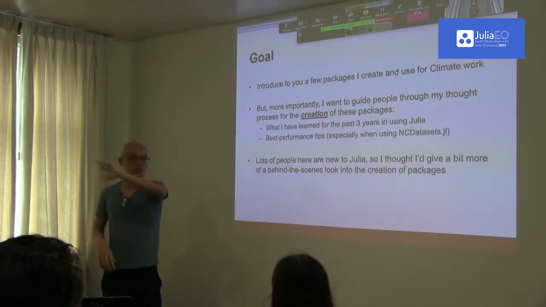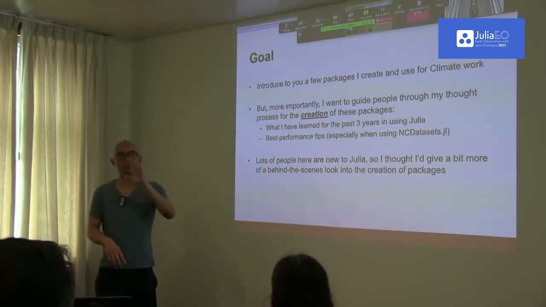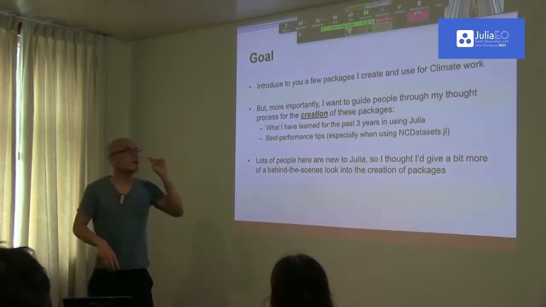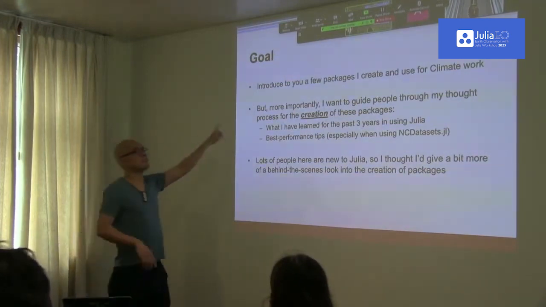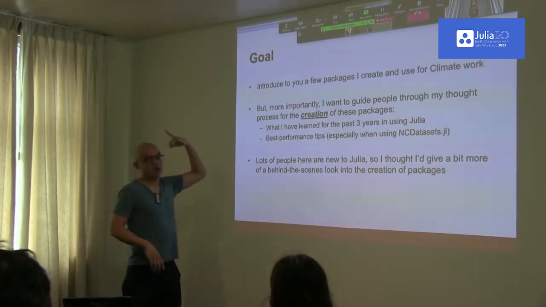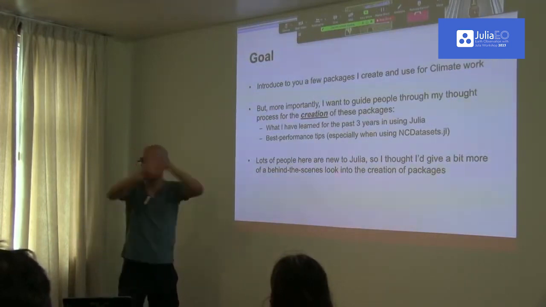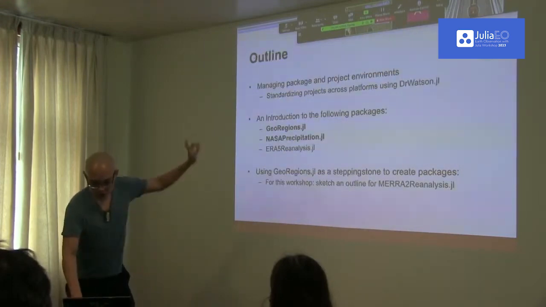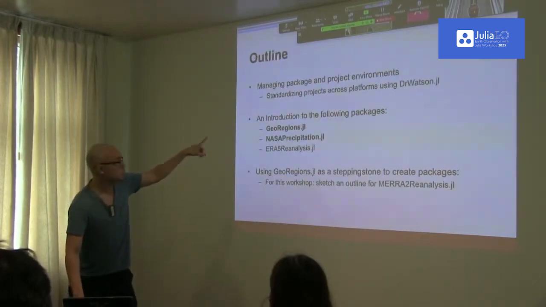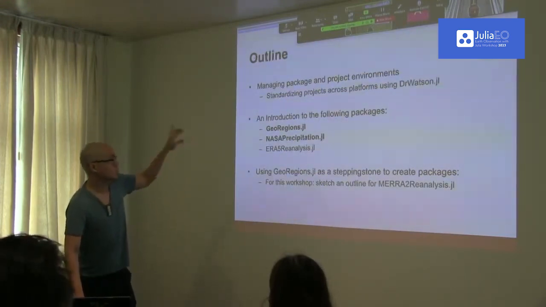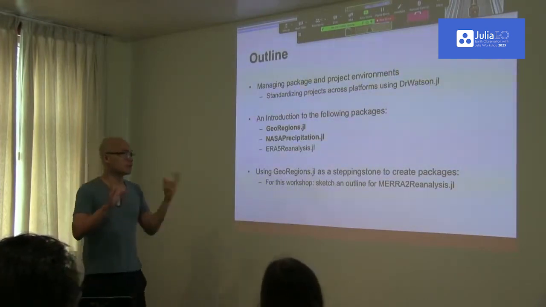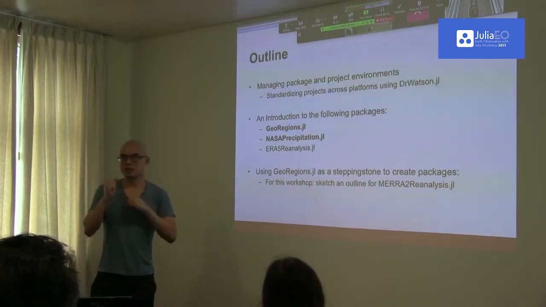I want to introduce you to two packages. One is GeoRegions, which is selection of geographic data. The second one is NASAPrecipitation, which is retrieval of precipitation data from NASA. I want to use these examples on how I created my packages, so you can do it more easily next time.